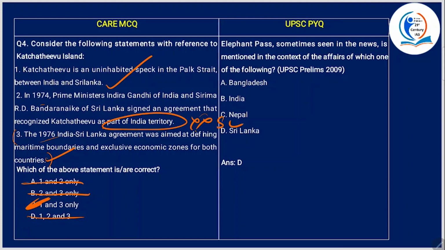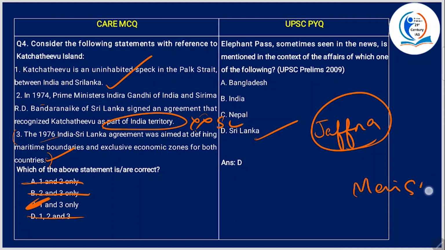Now, Elephant Pass, sometimes seen in news, is mentioned in the context of affairs of which one of the following? It is Sri Lanka. So basically, there's a Jaffna territory and there is mainland Sri Lanka. There's a pass that connects both of these that is called the Elephant Pass.